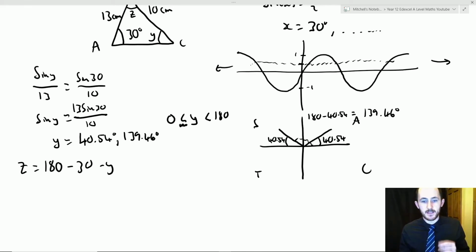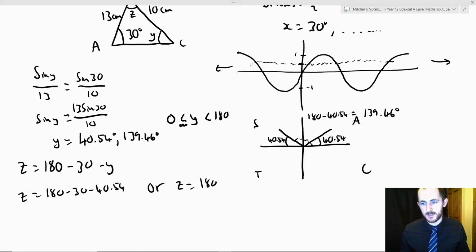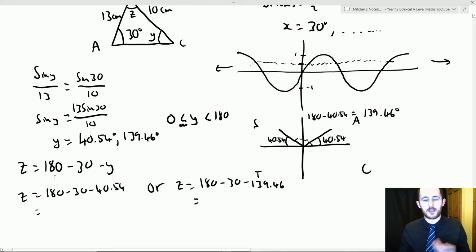So for the values of z, there are two values. Either z equals 180 minus 30 minus 40.54, or z equals 180 minus 30 minus 139.46. Okay? Those would be our two values. There are no other values, because if we go any higher, we'll actually get a negative answer for z, because if we go around again, it's going to be too big.